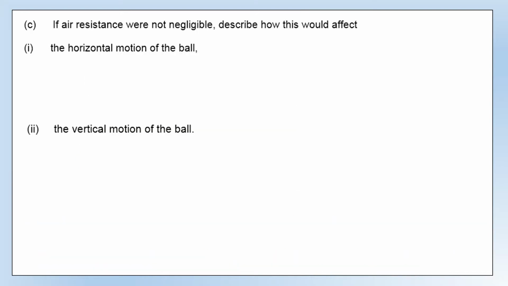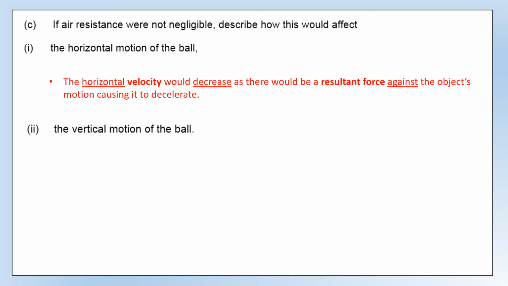Okay, so for part C, if air resistance were not negligible, describe how this would affect the horizontal motion of the ball. Well, we are now going to have a decreasing velocity in the horizontal direction because there is now a resultant force acting against the motion of the object, which will make it decelerate.